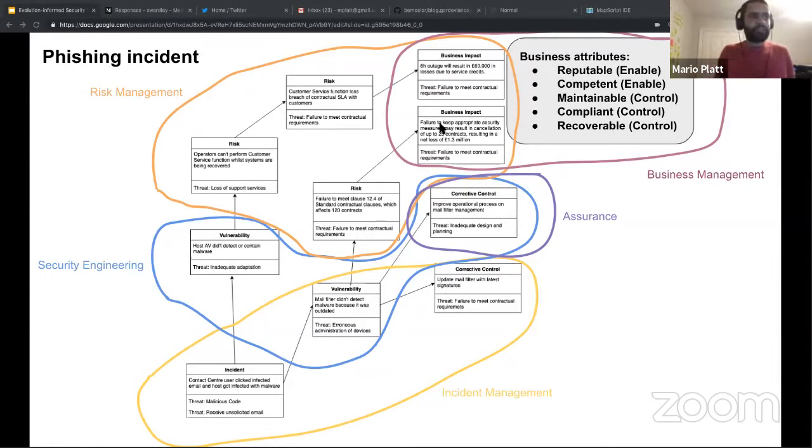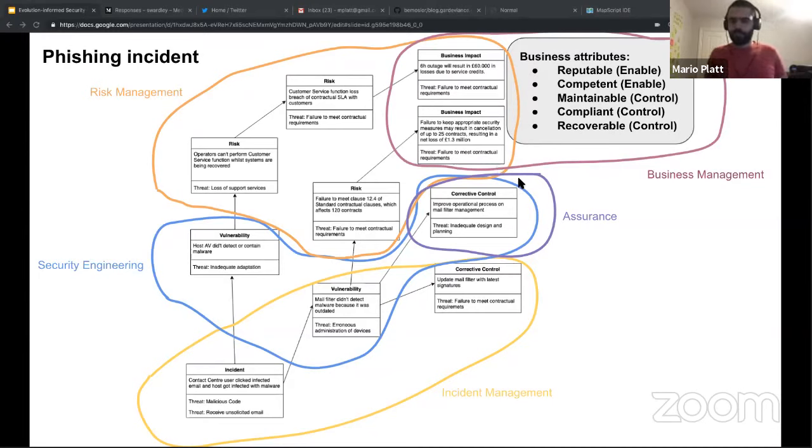So you can potentially have, let's say, up to X amount of contracts that could cost the organization X million pounds as a result. And again, that was because of the threat of failing to meet contractual requirements. Okay. Then tying this onto business management and what the business expects from you.